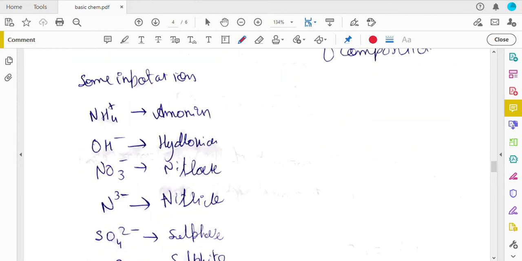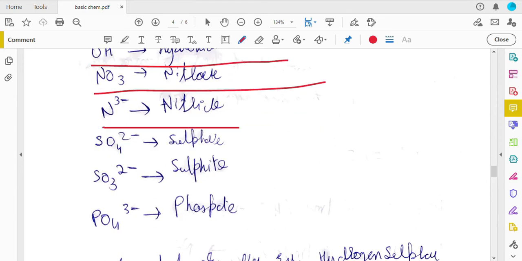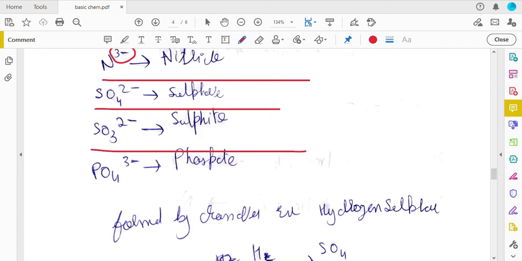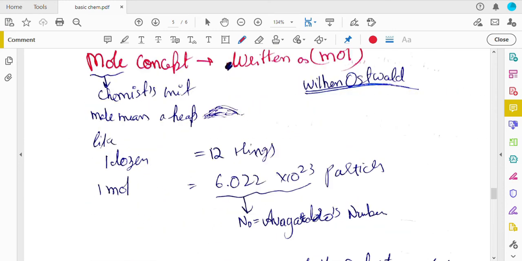For that we have to know some important ions. They are NH4 plus, the ammonium ion; OH minus, the hydroxide ion; NO3 minus, nitrate; N3 minus, nitride, charge is 3 minus; SO4 2 minus, sulfate ion; SO3 2 minus, sulfite ion; PO4 3 minus, phosphate ion. And formulas are found by the crossover of valencies. Example, hydrogen sulfate. Charge of hydrogen, charge. Mole concept.